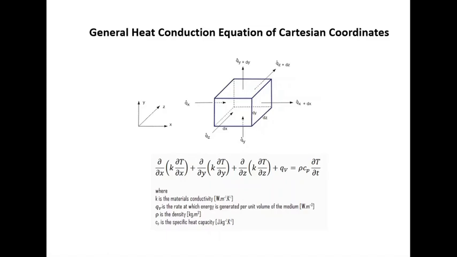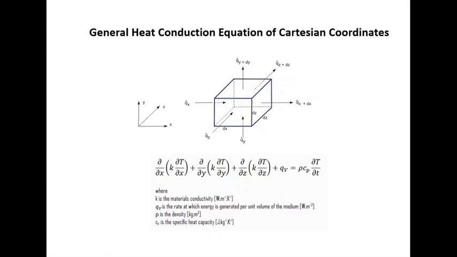Here we are using the first law of thermodynamics. The energy balance of the rectangular element is obtained from the first law of thermodynamics. That is, net heat conducted into the element from all the coordinate directions plus heat generated within the element is equal to the heat stored in the element. That is what the first law describes. By deriving all of this, considering conduction heat transfer, we get the equation below, which is said to be the general heat conduction equation of Cartesian coordinates.